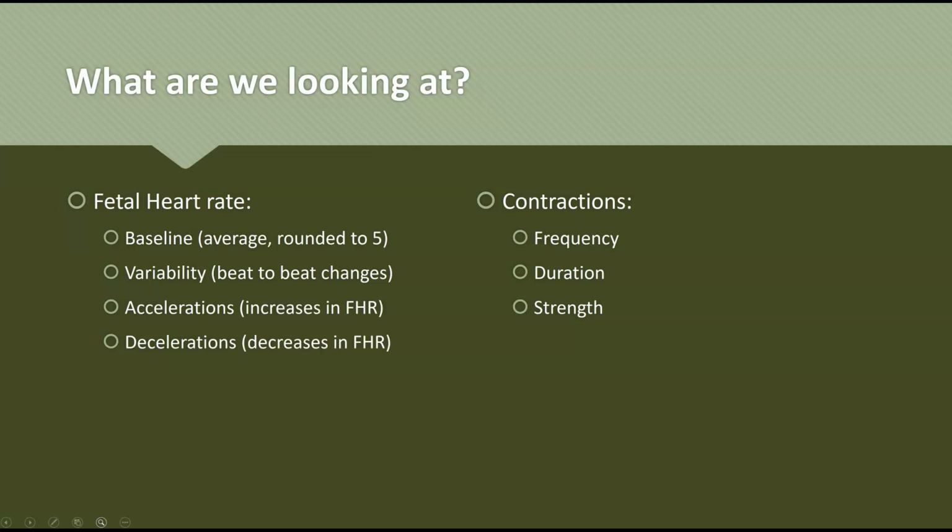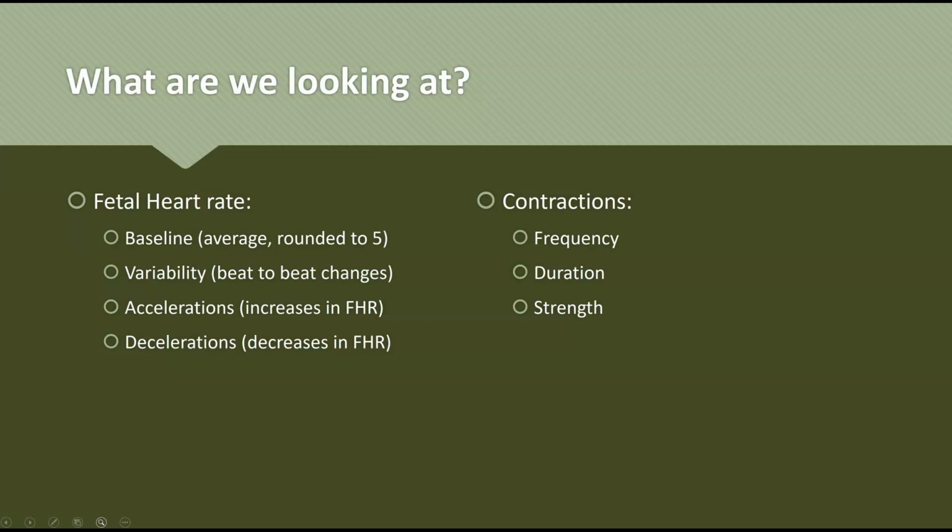Accelerations and decelerations are pretty self-explanatory. So an acceleration is an increase, a periodic increase in the fetal heart rate, and a deceleration would be a periodic decrease in the fetal heart rate. We have certain minimum requirements for accelerations, and then we have different categories of decelerations. And what category it falls into tells us what the cause of the deceleration is.